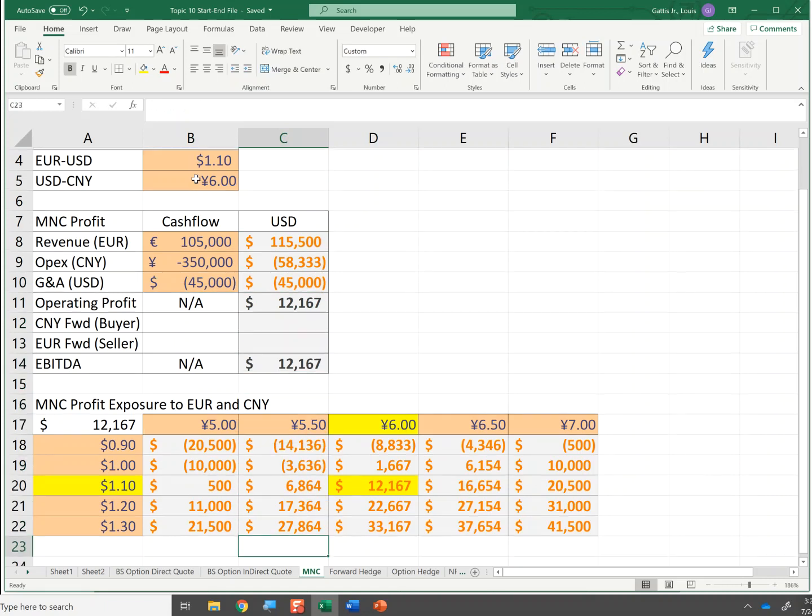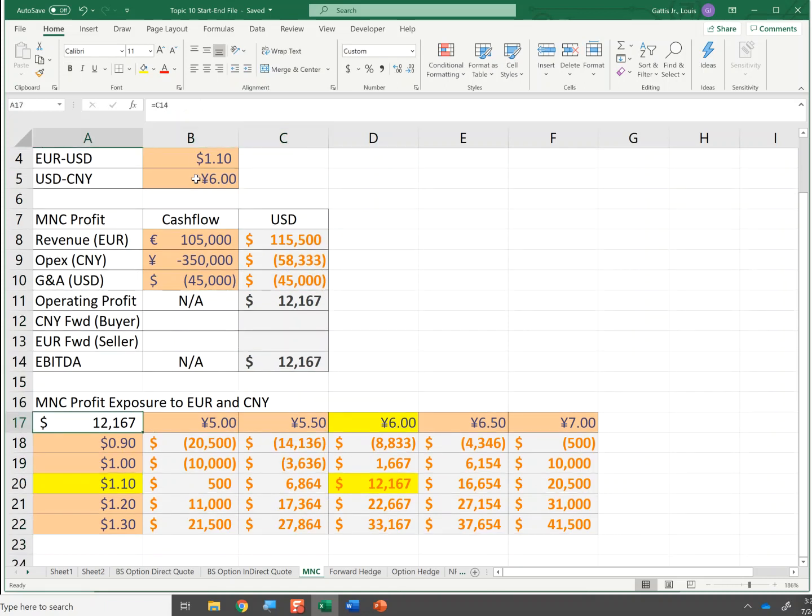And I did a little data table here in which I have the existing EBITDA, and I have the exchange rate for the yuan going from 5 to 7 and the euro going from 90 cents to $1.30. I created my data table, and you can see the worst scenarios are when the yuan is trading at 5, which is an appreciation. The best scenarios are when the yuan is at 7. That's a depreciation of the yuan, right? Because again, remember, that's an indirect quote.